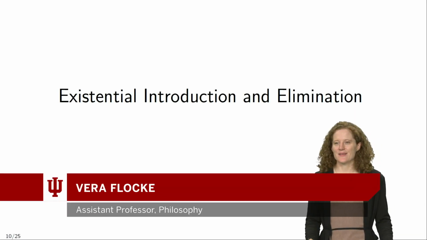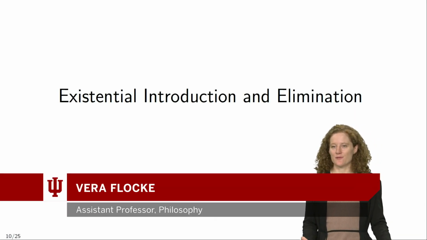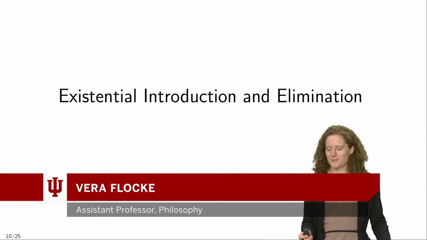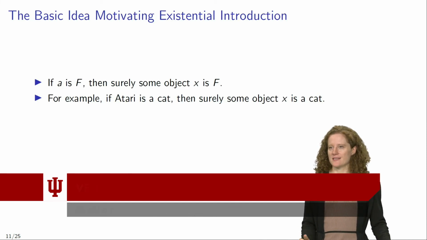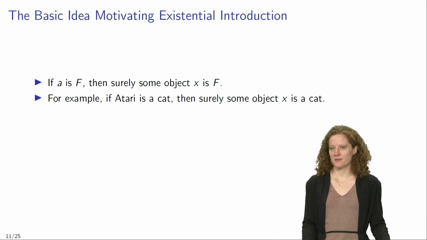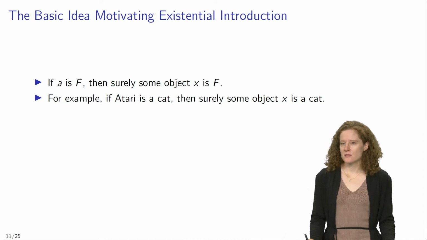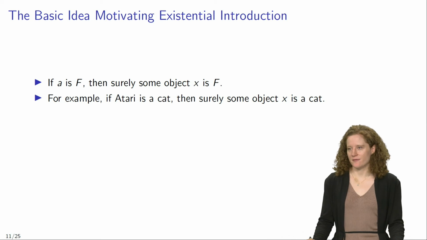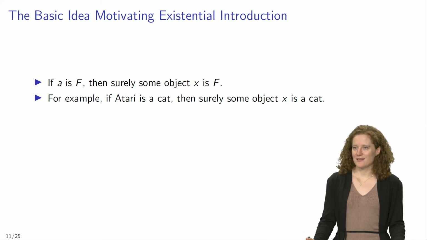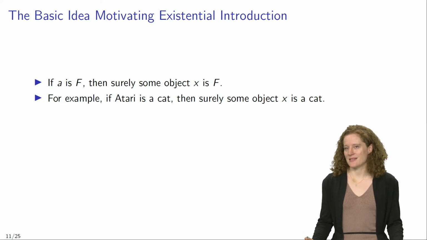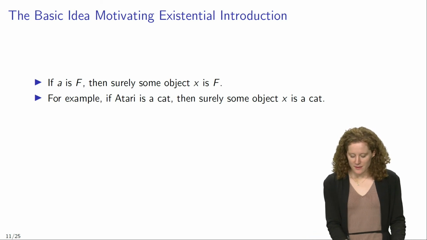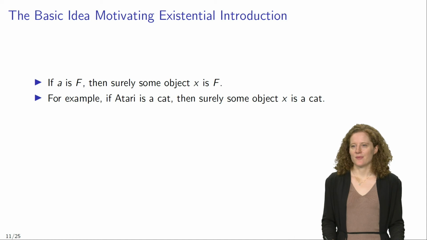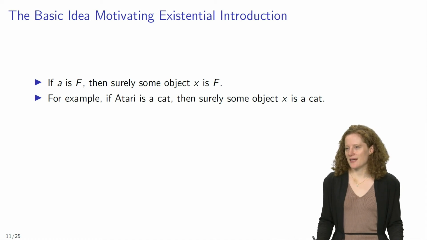Let's talk about the introduction and elimination rules for the existential quantifier. The basic idea motivating existential introduction is as follows. Suppose that object A is F. Then surely some object x is F. So for example, if Atari is a cat, then surely some object x is a cat.